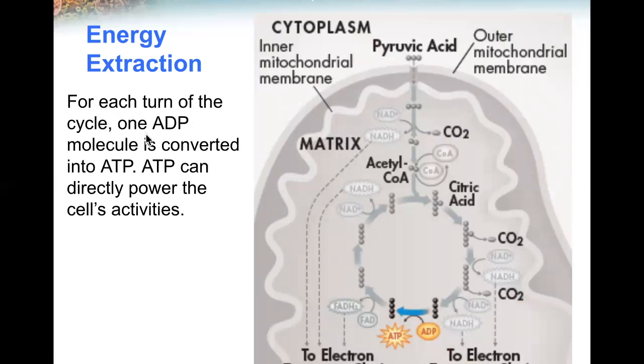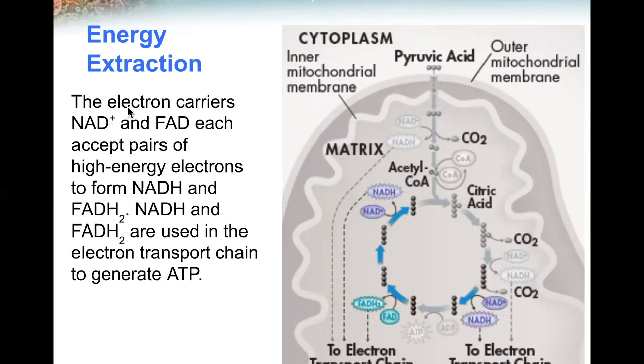For each turn of the cycle, one ADP molecule is converted into ATP. ATP can directly power the cell's activity. ADP converts to ATP, so for every pyruvic acid that comes in, it produces one ATP. The electron carriers NAD plus and FAD each accept pairs of high energy electrons to form NADH and FADH2.